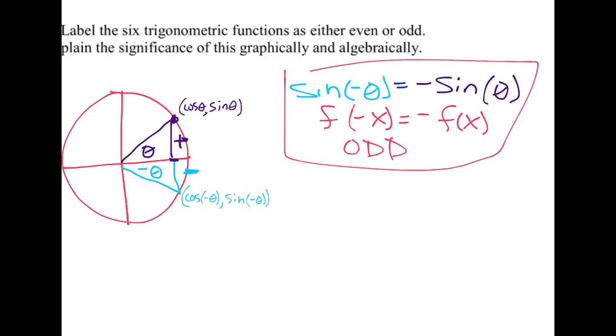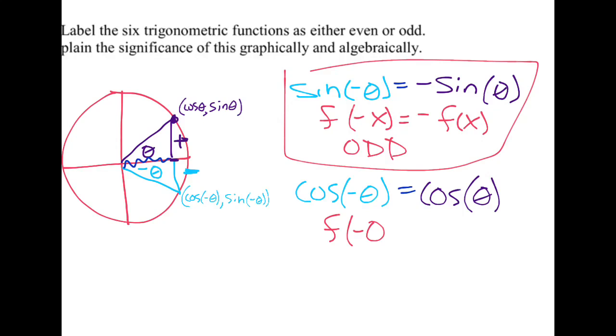Okay, well, let's think about cosine. How do the cosines compare? Well, the cosine is the x value. Both those triangles share that base, therefore their x values are the same, so we can then say that cosine of negative theta equals cosine of positive theta. And again, that is the definition of an even function this time. F of negative theta equals f of positive theta. And so cosine is even.